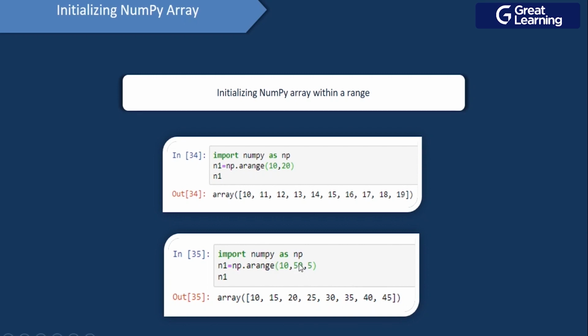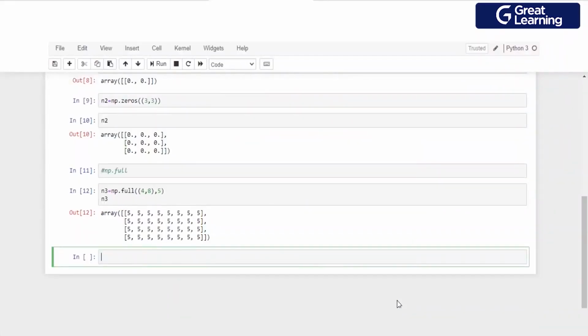But on the other hand, if we had given the final value as 51, then we would also have the element 50 over here. So let's go ahead and implement the arange method over here.